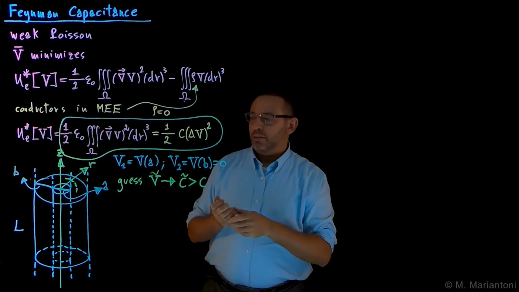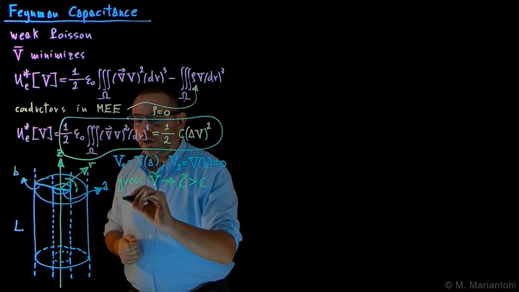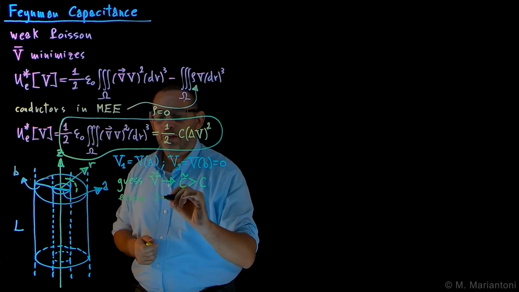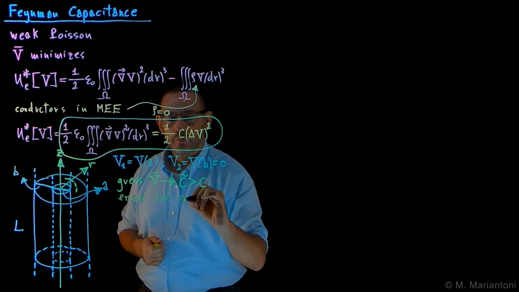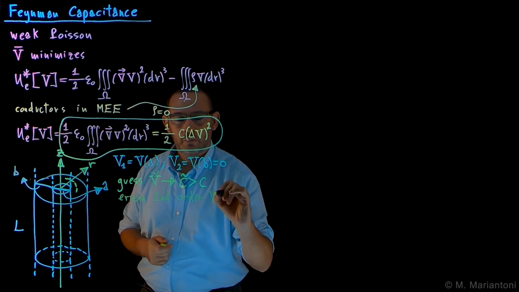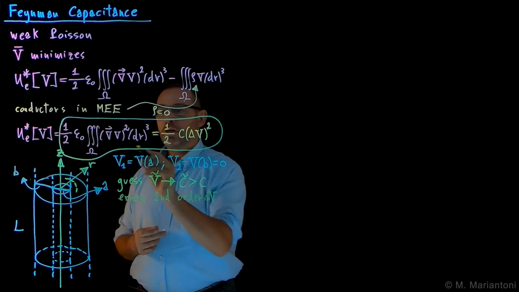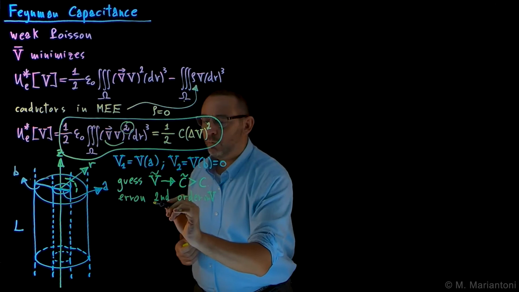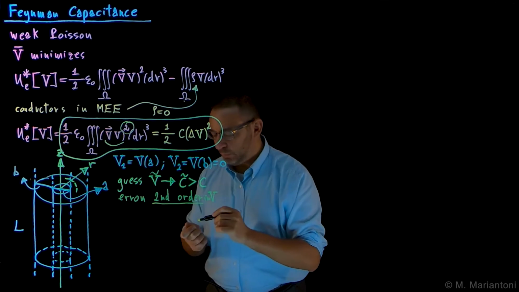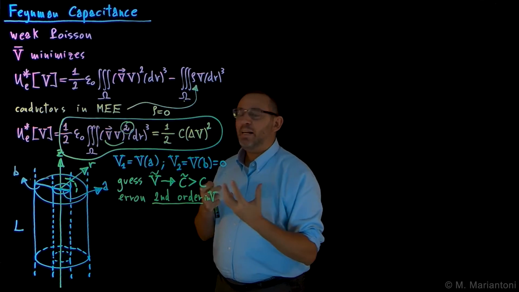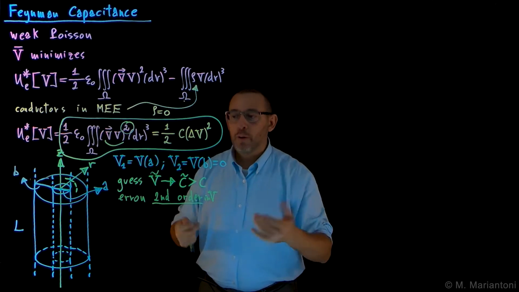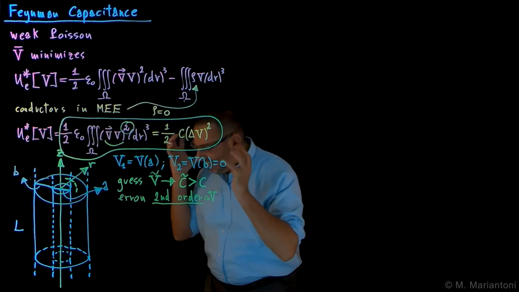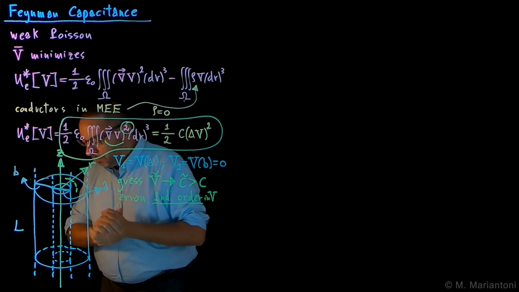The beautiful feature, as already said before, is that any error in V is second order in V, because it comes in here, there is this square. So it's second order in V, which is the beauty of this problem. This mitigates any possible error we would make by guessing a potential which is not the right electrostatic potential.